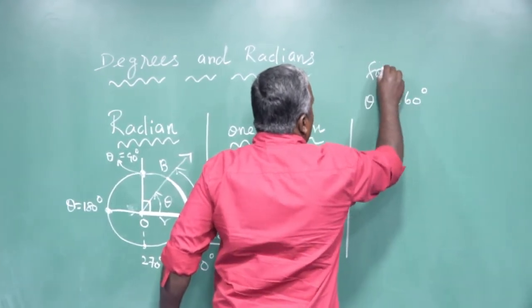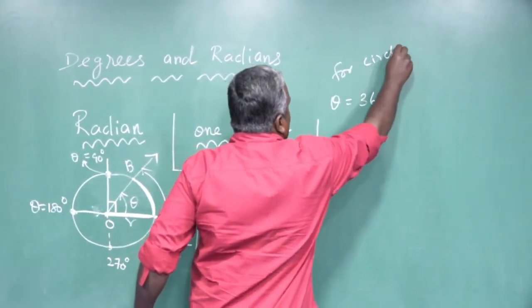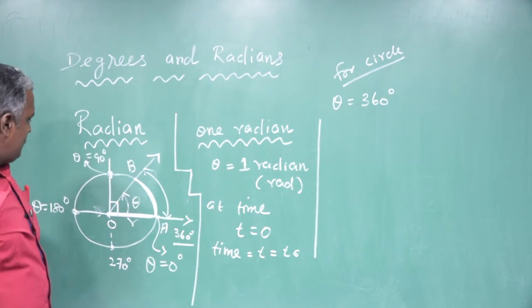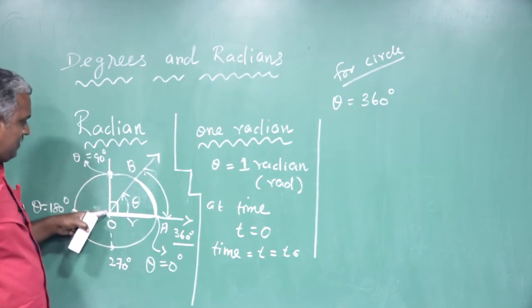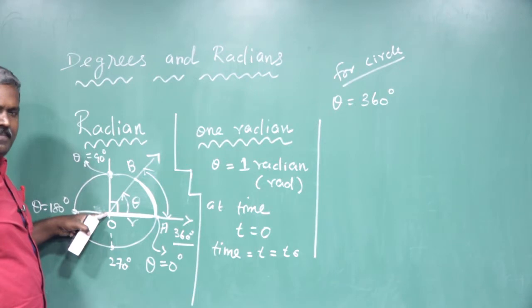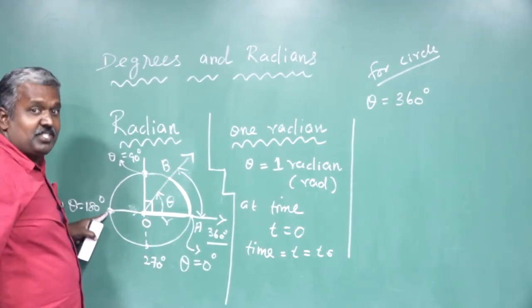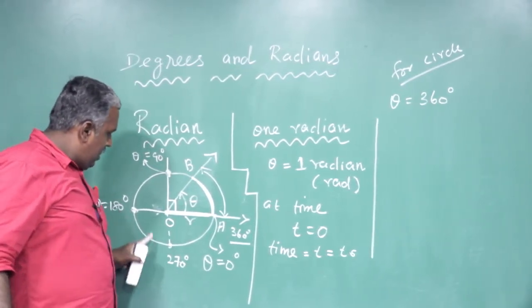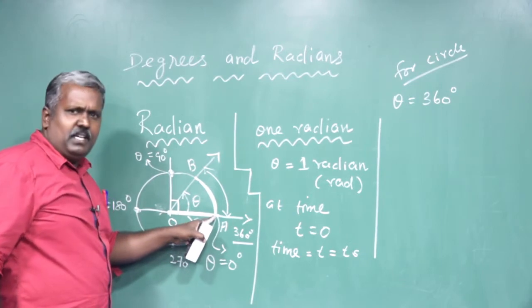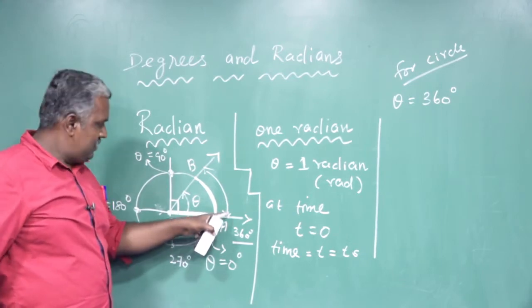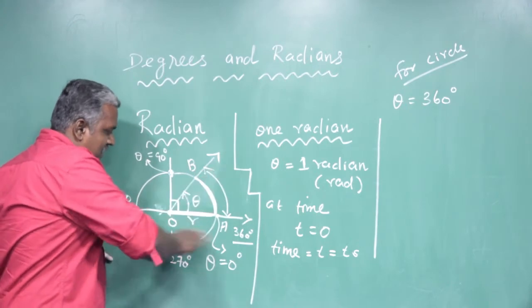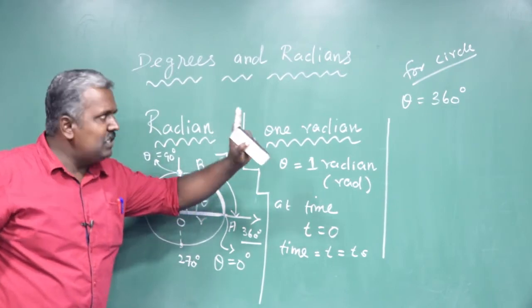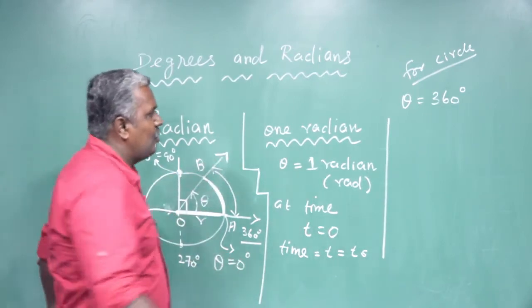360 degree for complete circle. Okay? In radian here, pi by 2 radian. Here, straight angle, that is equal to pi radian. Here, 270 degree. At this point here, 2 pi radian. This is pi by 2. One half, second half. At this point, complete one circle, it is equal to 360 degree or in radian 2 pi radian. Very good.